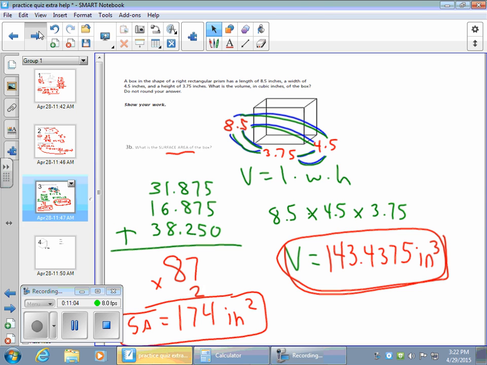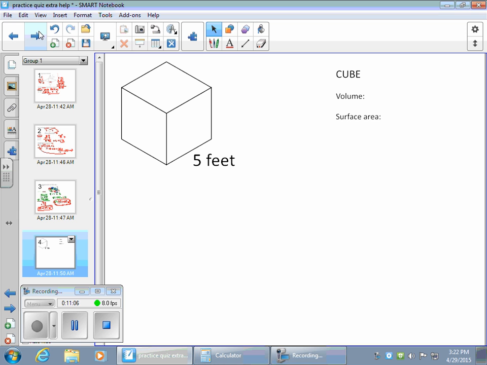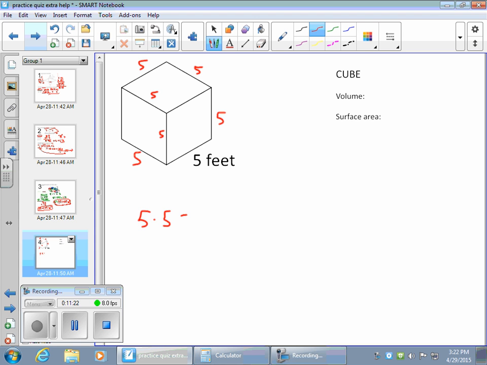All right. Last problem. Guess what? It's the easiest. It's a cube. All the sides on a cube are the same. It's made up of squares, right? They're all 5. Every single side, 5 by 5. So the area of one side is 5 times 5. The area of one side is 25 feet squared. Right? So how would we find the surface area? Well, there's 6 of them. 25 times 6, 150. Right? So the surface area is 150 feet squared.